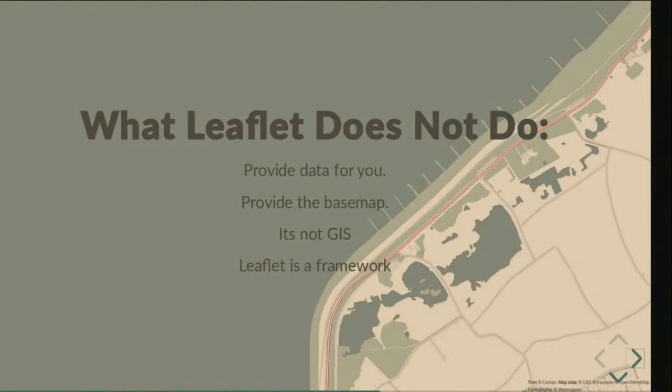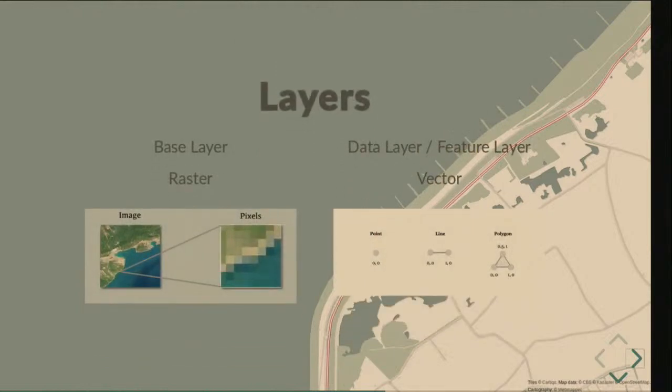What does it not do? So Leaflet does not provide you the data, and it also does not provide you the base map. So it doesn't provide the raster tiles. It's a framework which makes sure that all these things come together. So what we most of the time have in Leaflet is we use raster tiles as a base map, so background map, and then on top of it we add some data layers or feature layers, for example a marker where your office is, or some small buildings that you want to highlight, and you put them on top as vector data.